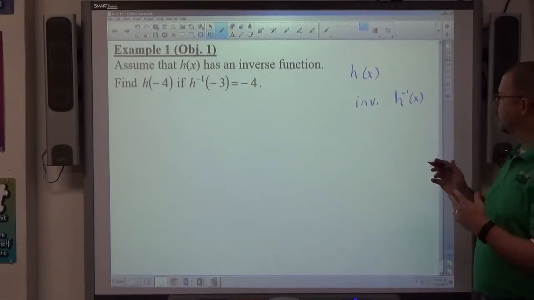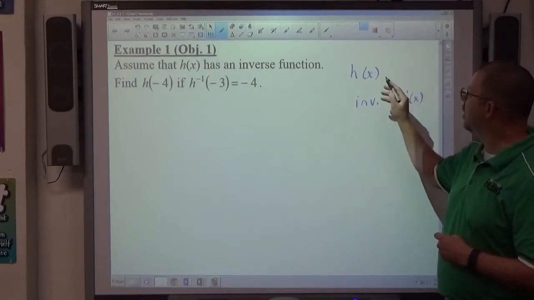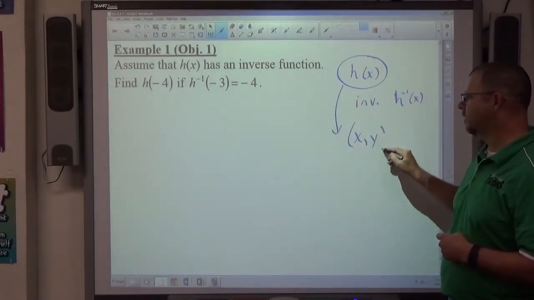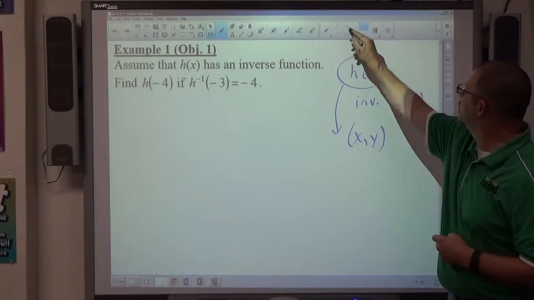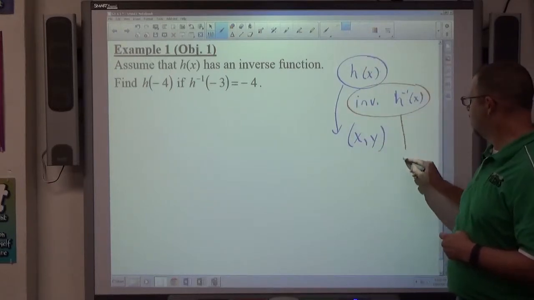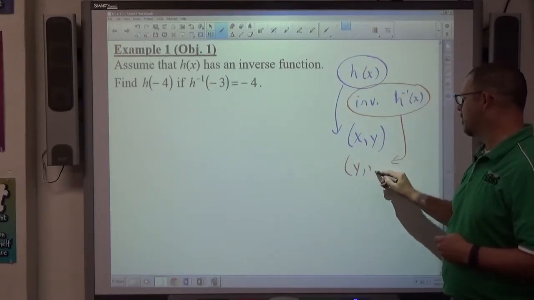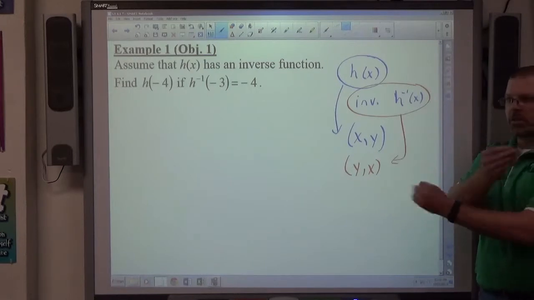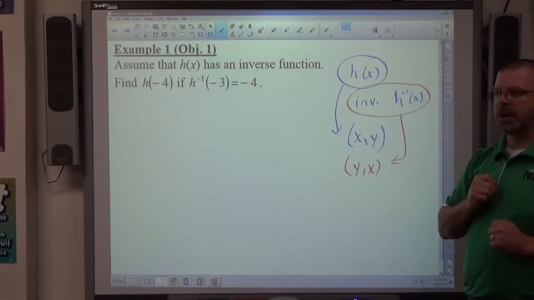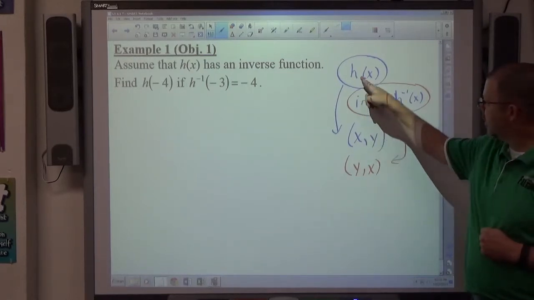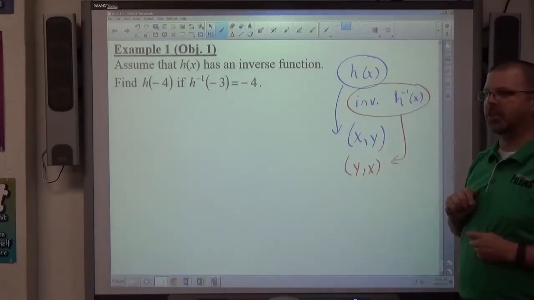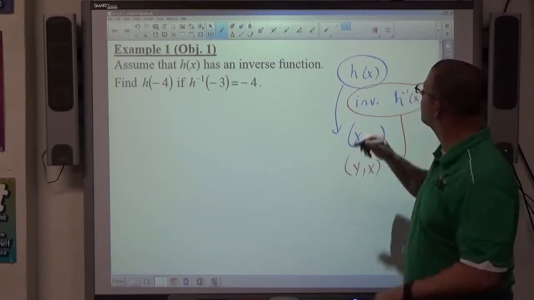And the relationship between h of x and its inverse is, if you have an ordered pair in h of x that is some x paired with some y, then the inverse function is going to have a point in it that is y comma x. The ordered pairs that you get from the first function, the x and y get switched around in the second function. So the x of the first function is the y of the second function, the y of the first function is the x of the second function. That's all that inverse functions are.